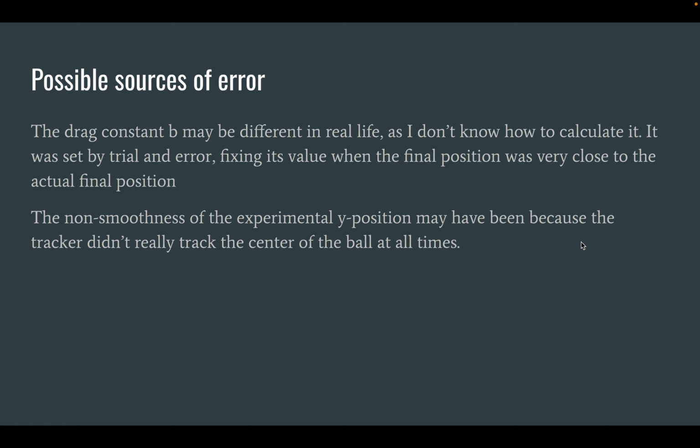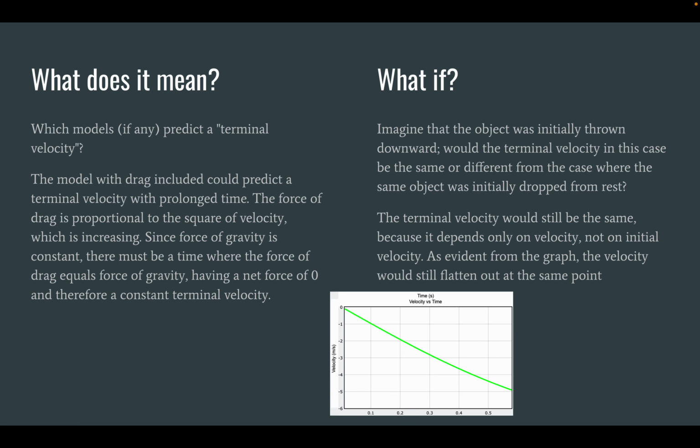Possible sources of error. The drag constant b may be different in real life, as I don't know how to calculate it. It was set by trial and error, fixing its value when the final position was very close to the actual final position. The non-smoothness of the experimental y position may have been because Tracker didn't really track the center of the ball at all times.